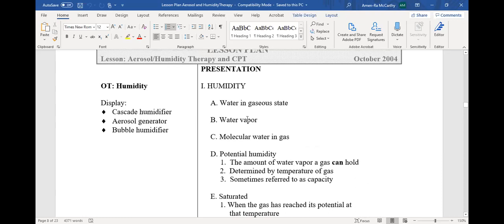Humidity is simply water in a gaseous state, also known as water vapor. Water vapor, also known as molecular water in a gas. So the molecular water in a gas, or the water vapor, is humidity. Humidity you cannot see. Aerosol you can see. Humidity you cannot see.